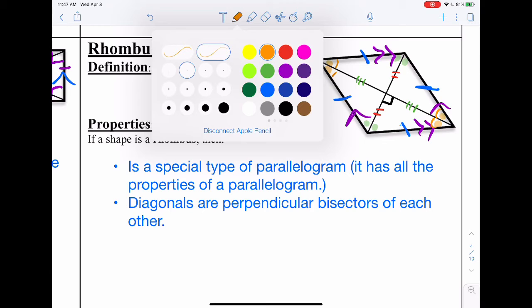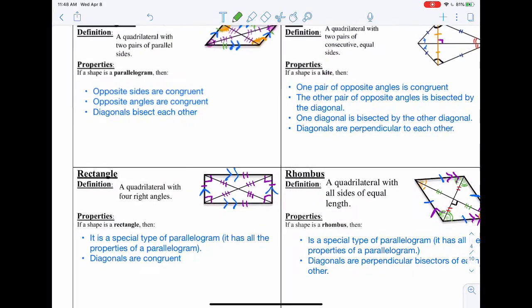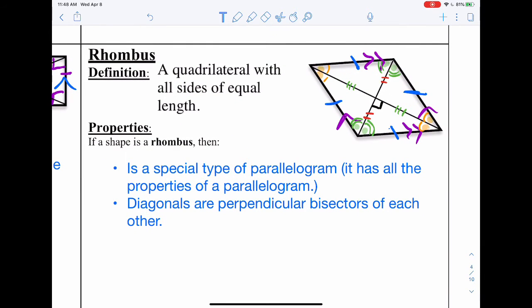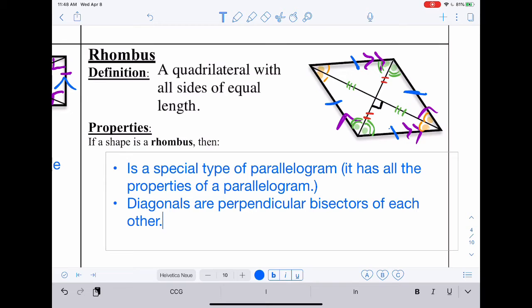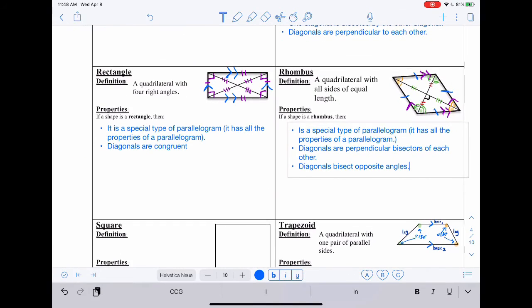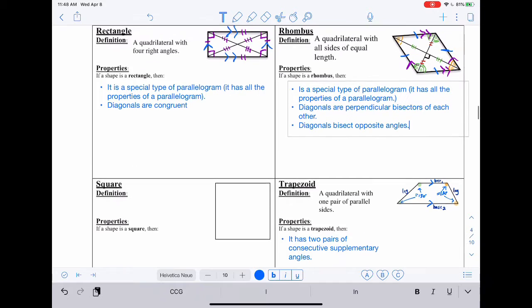And since it is a parallelogram, then we already know that opposite angles are congruent. But in a rhombus, not only are they congruent, but they get bisected by the diagonals. So now we know all the properties of a rhombus. Moving on to a square.